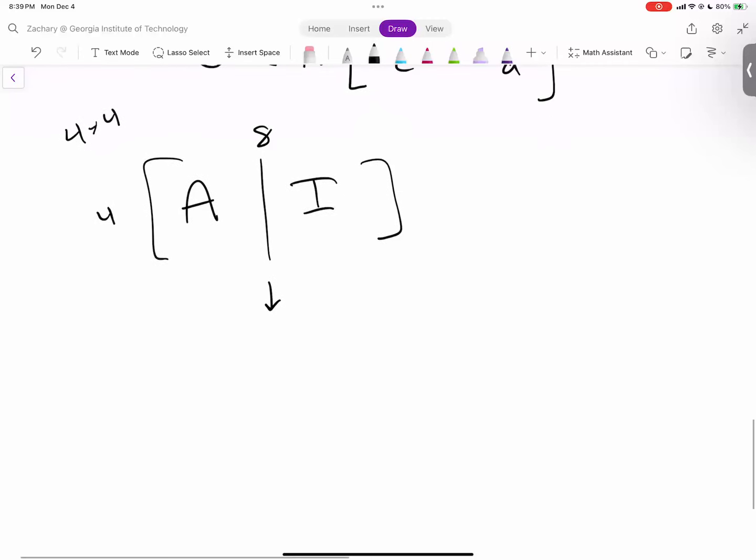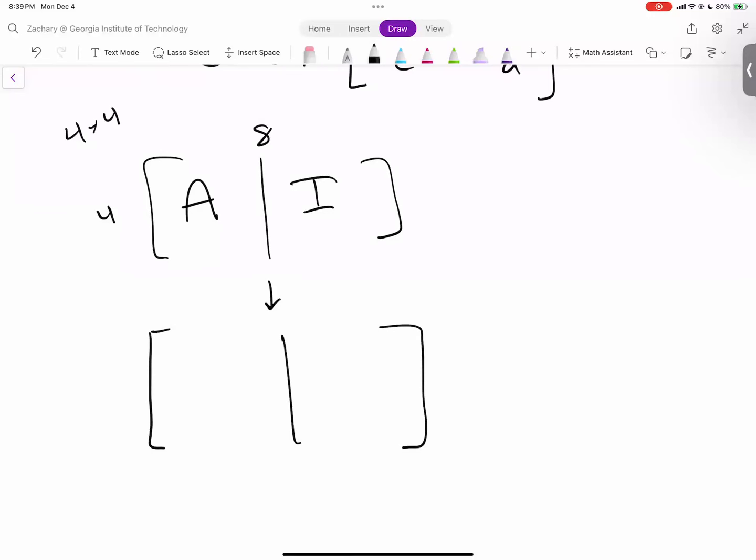And if the columns of A are linearly independent, what does A row reduce to? The identity matrix. Okay? And then we'll have A inverse over here. If it is not invertible, you will not get the identity matrix over here. If you don't get that, it is not invertible. Okay? That's another way to see that that's true. Okay? Any other questions on this? Cool. Other questions? Yeah.